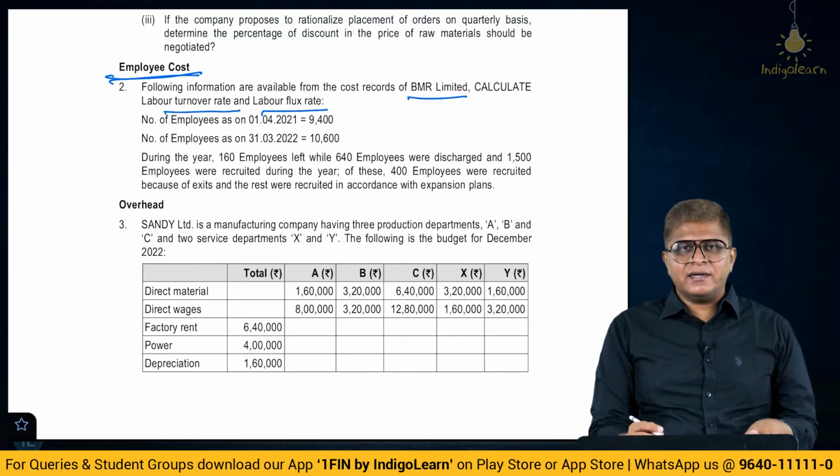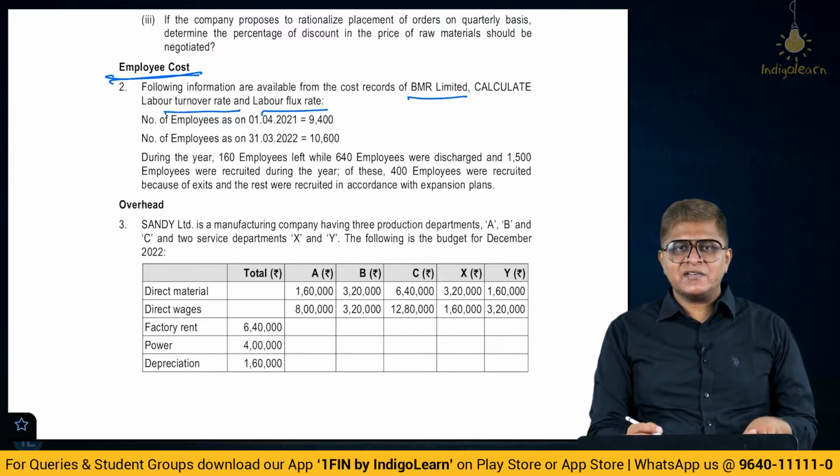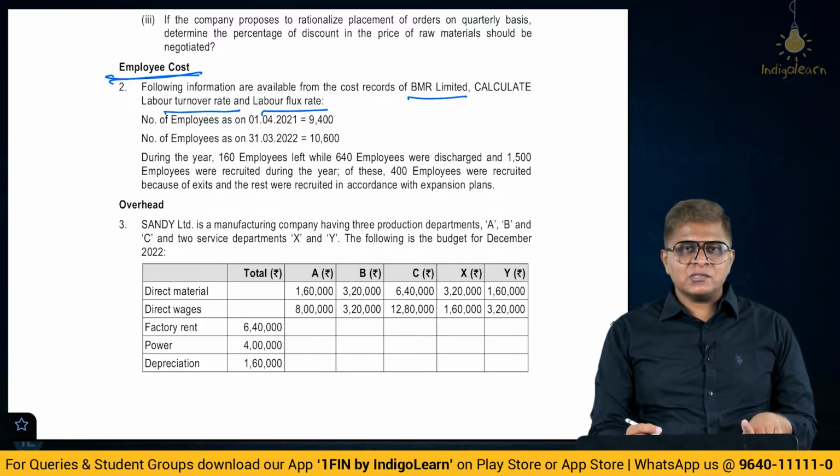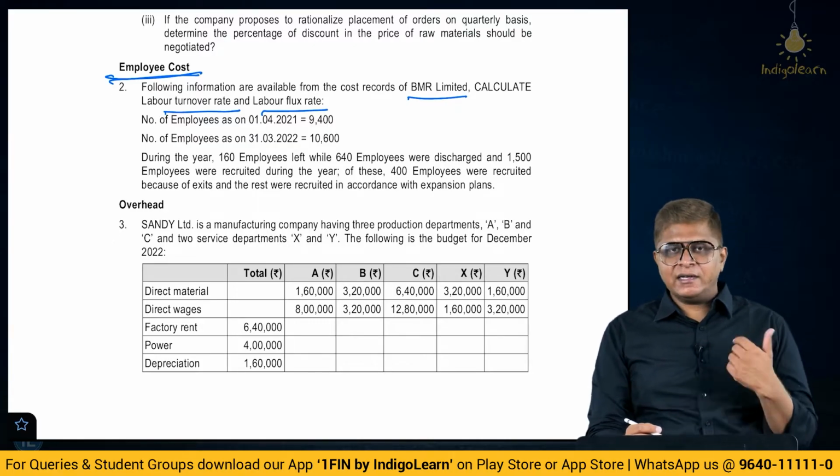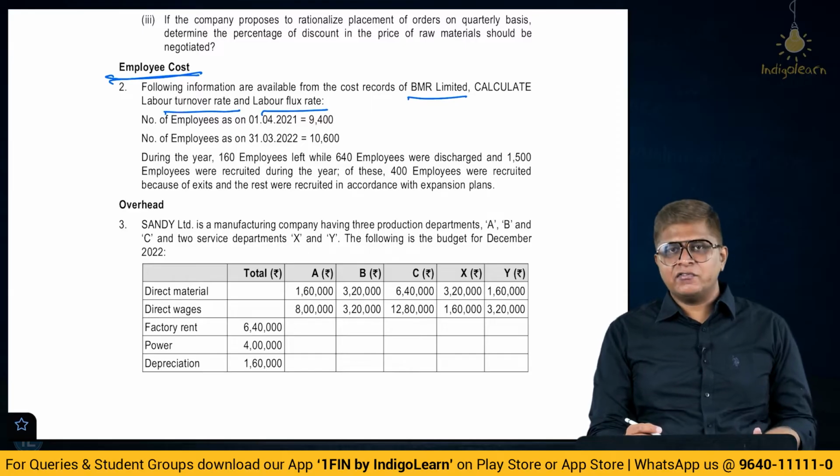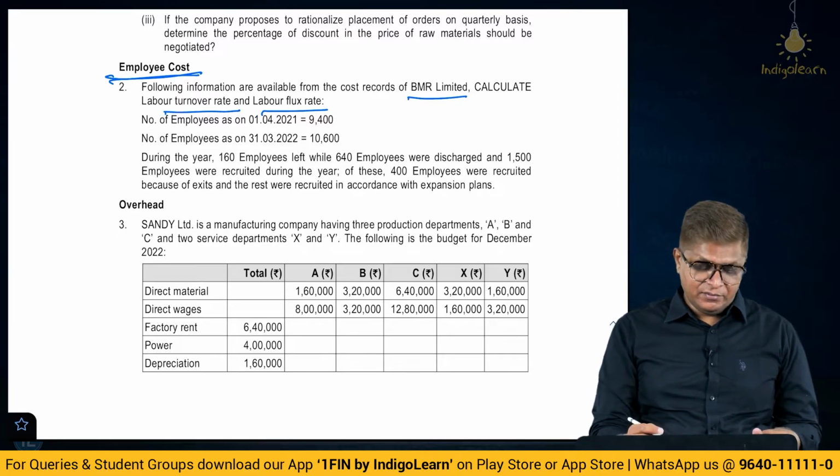Now turnover rate, they have not specified whether they want us to calculate the separation rate or the replacement rate. So we will do one thing, whatever is possible we will calculate and give them, alright, and then of course the flux rate. Let's look at the information.